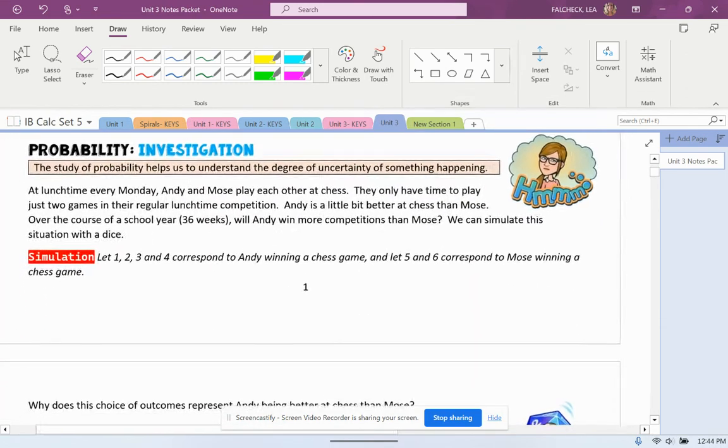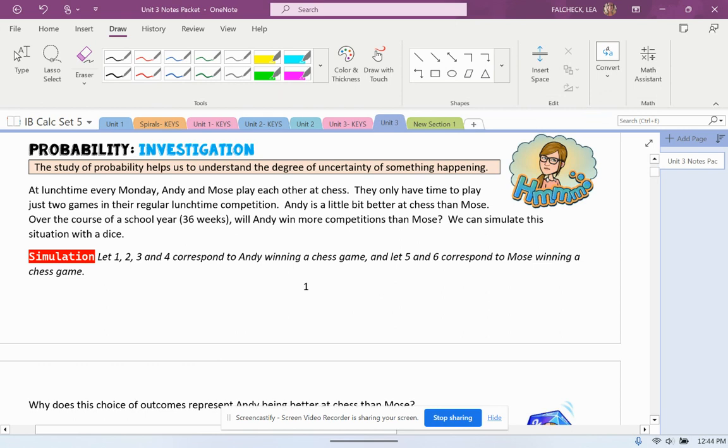All right, let's do a little probability investigation. So the study of probability helps us to understand the degree of uncertainty of something happening. So we use probability to make decisions because it helps us quantify randomness. What is the likelihood of this event occurring? That's what probability does for us.